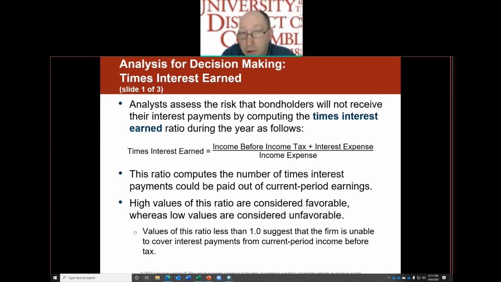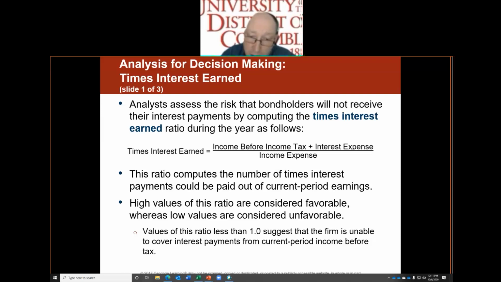So how do we compute that risk? We calculate this thing called times interest earned. We take the income before income tax, which, as you know, is found on the income statement, plus interest expense, also found on the income statement, divided by interest expense, found on the income statement. That gives you your times interest earned. This ratio computes the number of times interest payments could be paid out of the current period earnings. Higher values of this ratio are considered favorable. Low values are considered unfavorable.